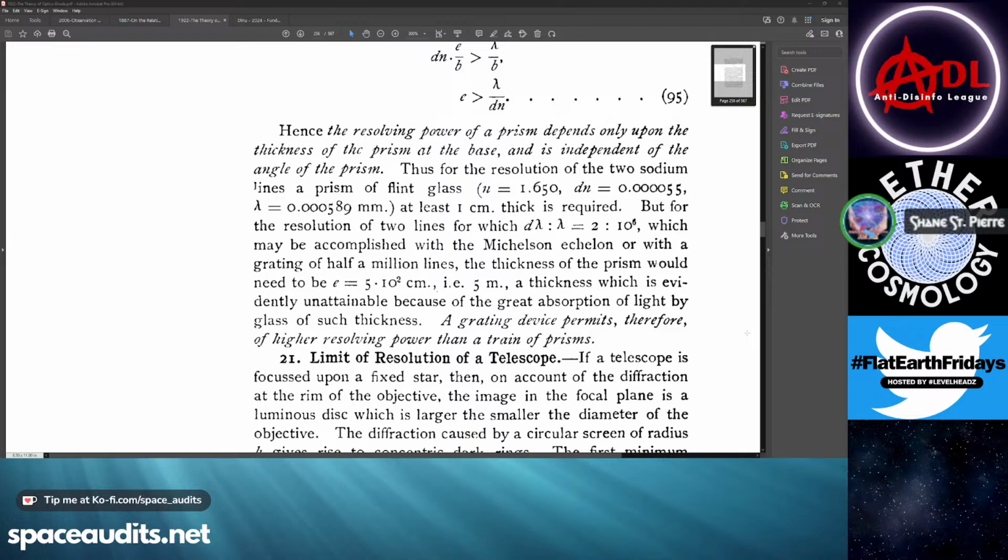But for the resolution of two lines of width d lambda, d lambda equals 2, 10 to the 6th, which may be accomplished with the Michelson echelon or with a grating of 500,000 lines. The thickness of the prism will need to be E equals 5 times 10 to the 2 centimeters or 5 meters, a thickness which is evidently unattainable because of the great absorption of light by the glass of such thickness. The grating device permits, therefore, a higher resolving power than a train of prisms. And that's how they proved that the diffraction gratings were better than the prisms.